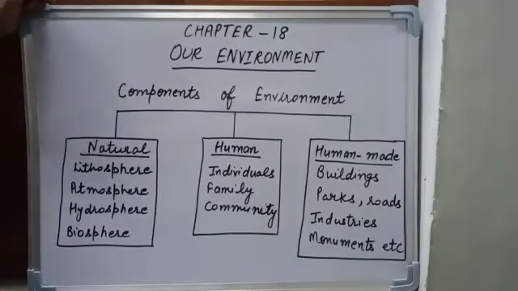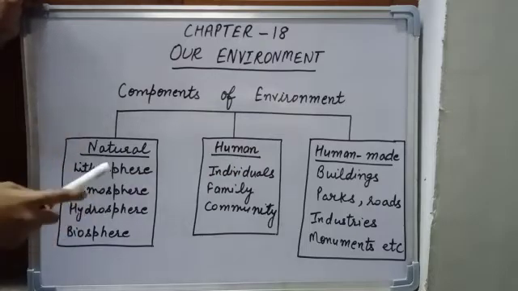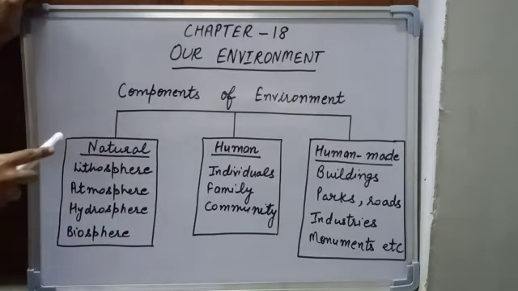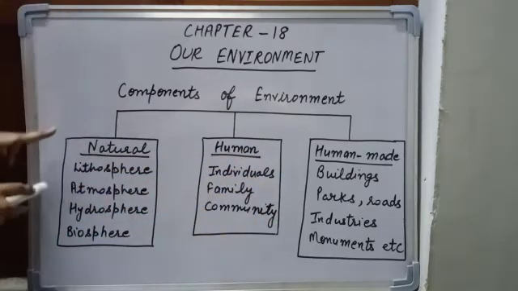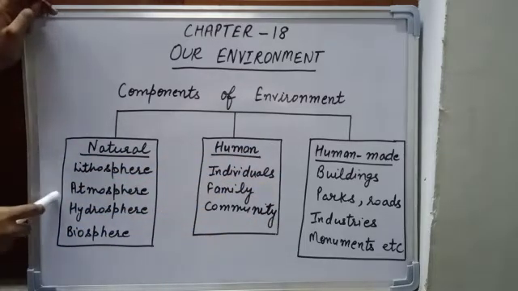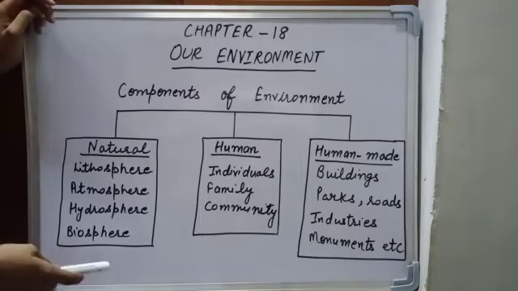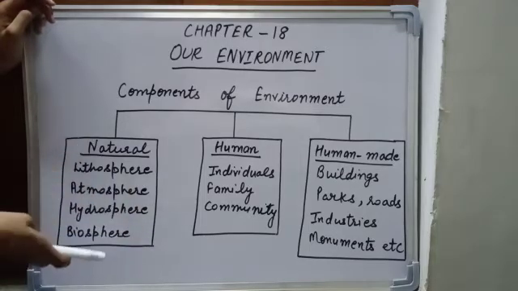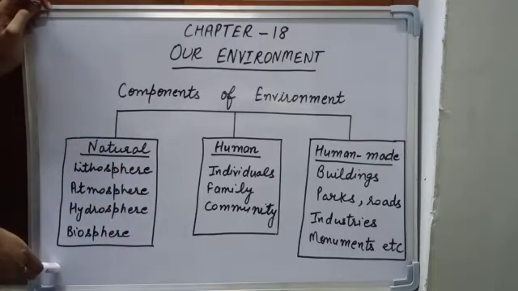So our next topic is components of environment. Our environment is made up of three basic components: natural, human and human-made components. First is natural components like land, air, water and biosphere, meaning living things like plants, animals and human beings. When these living things and non-living things are found in their natural condition without any change by humans, that environment is known as natural environment.